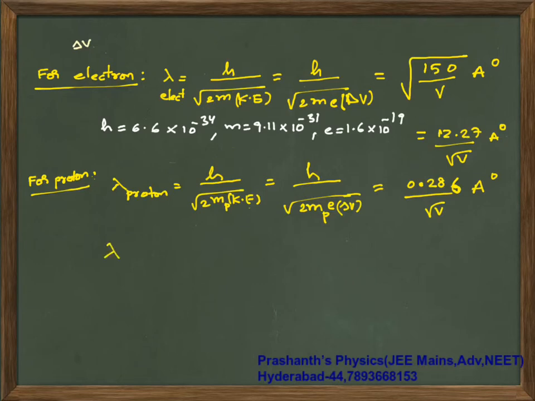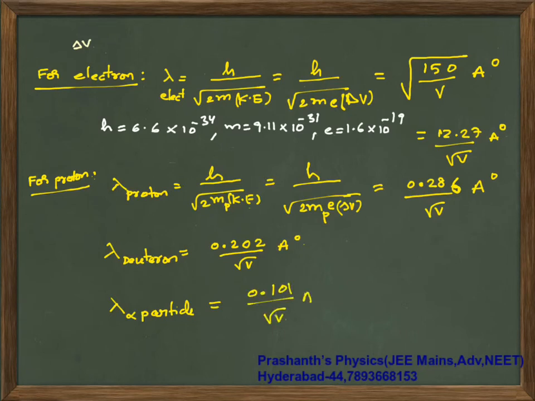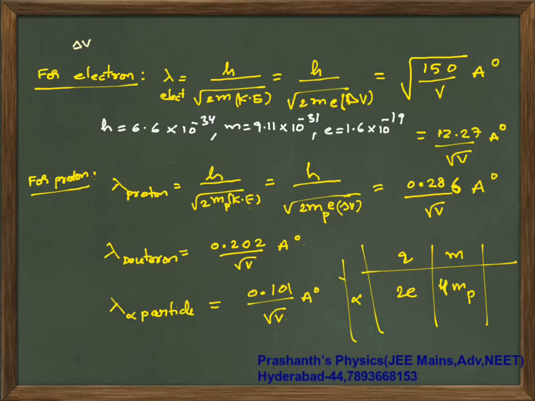Similarly for deuteron, don't worry, scientists have given these values after doing this; if not, you can substitute. It is 0.202 by root V Angstroms. For alpha particle, it is 0.101 by root V Angstroms. I hope from electrostatics you are remembering this table. Alpha particle charge is 2e, mass is 4 times mass of proton, and mass of proton is 1.67 into 10 power minus 27 kg.